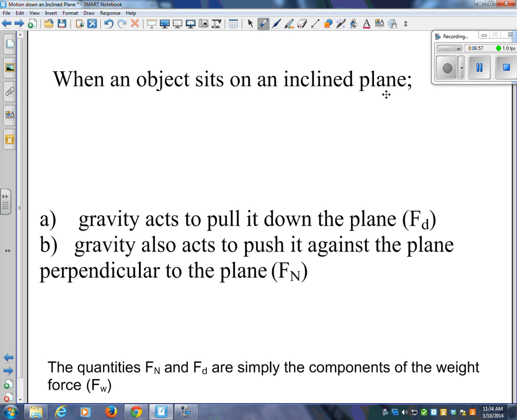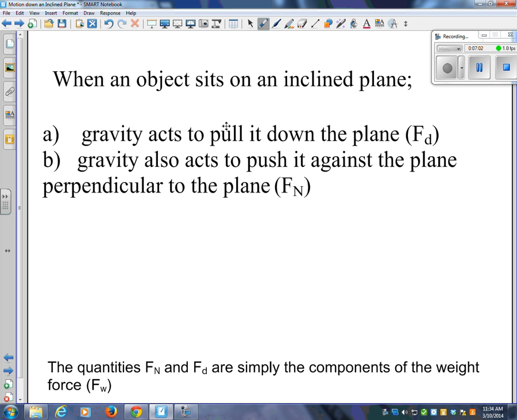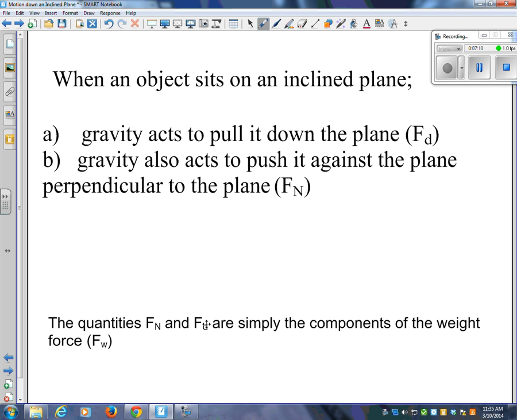Okay, so when an object sits on an inclined plane, two things happen. Gravity acts to pull it down the plane, and gravity also acts to push it against the plane, perpendicular to the plane. And these, this Fn and Fd, are simply components of the weight force. Weight force, perpendicular, Fd, right?